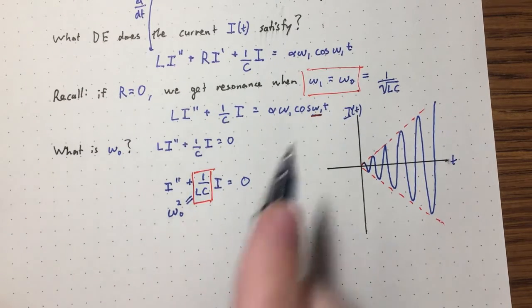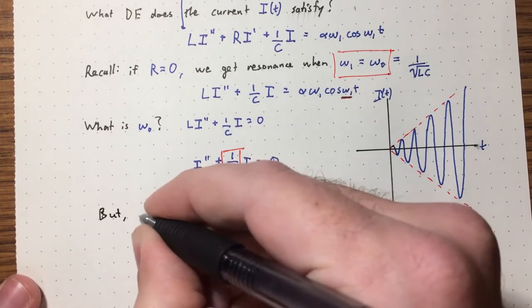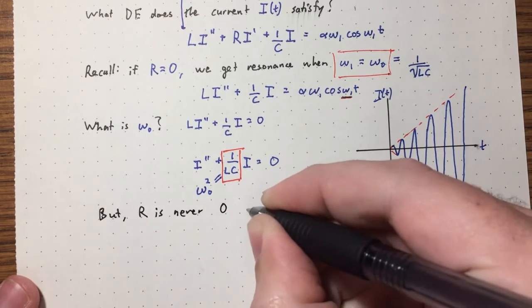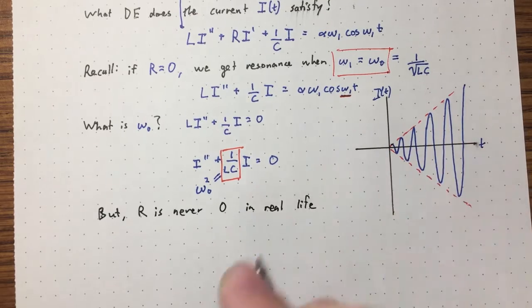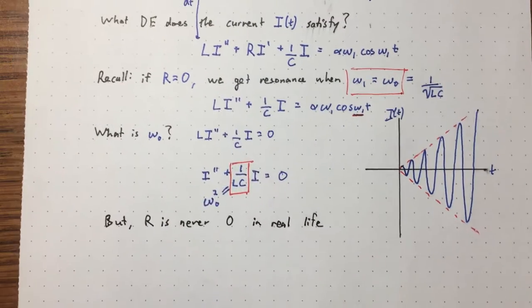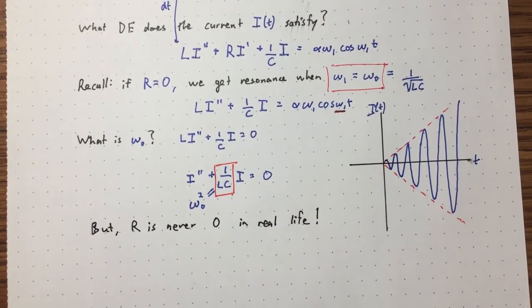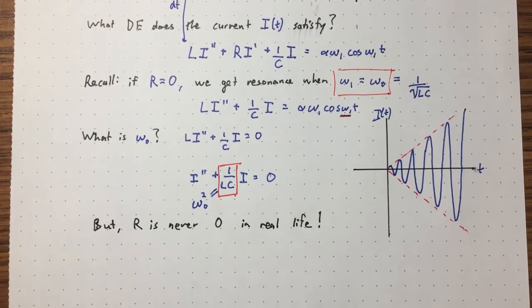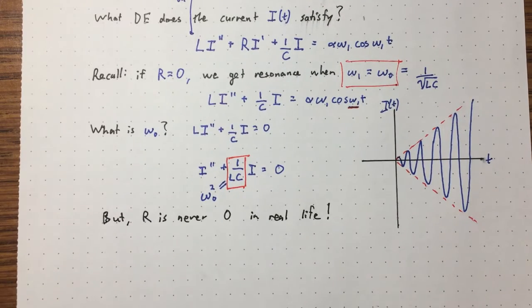So yeah, if R equals 0, we get resonance in this case. But in real life, R is never 0. Okay, R is never 0 in real life. There's always some resistance, or in our mass spring system, there's always some damping. Right? If there were no damping, then you could just make a perpetual motion machine, which we know is not possible to do.